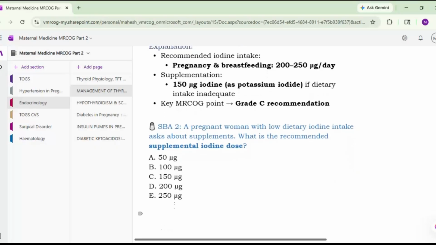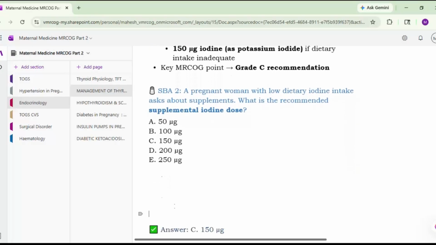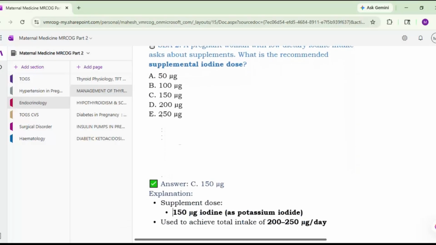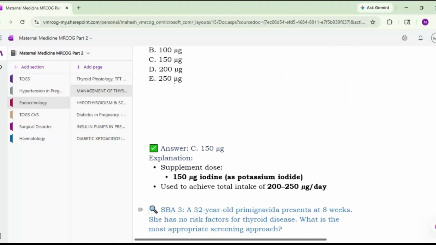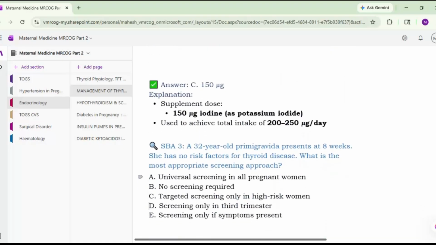Pregnant women with low dietary iodine intake ask about supplements. What is the recommended supplemental iodine dose? It is C, 150 microgram. Okay, the supplemental dose should be 150 microgram, used to achieve a total intake of around 200 to 250.